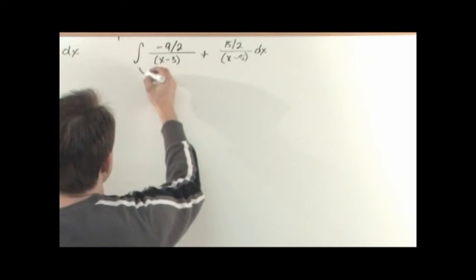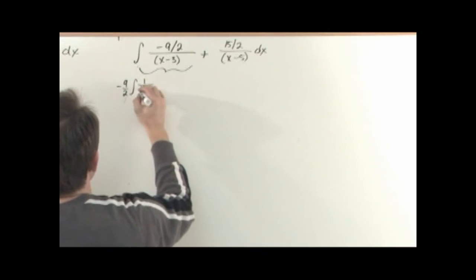And these are kind of ugly because of these constants, but they're really not that big of a deal, and they can be solved very simply like this. So what we're going to do is solve this integral first. Let me write this as negative 9 halves times the integral of 1 over x minus 3 dx. That's what this integral is equal to. I just pulled out the negative 9 halves, and I have the 1 over x minus 3 there.